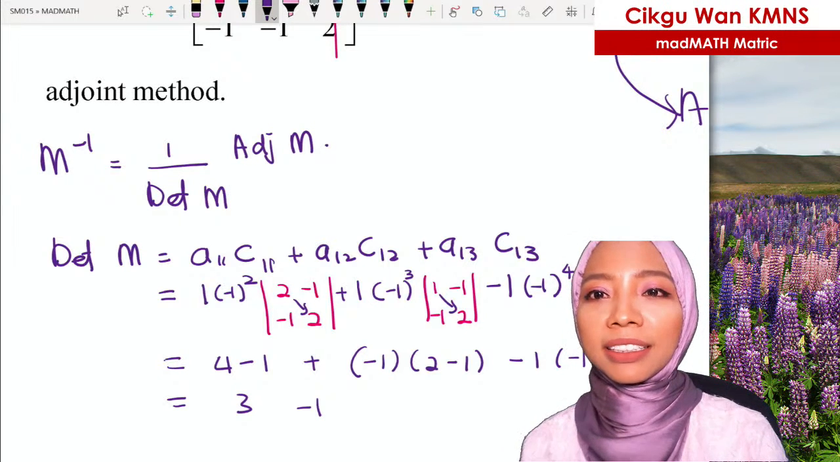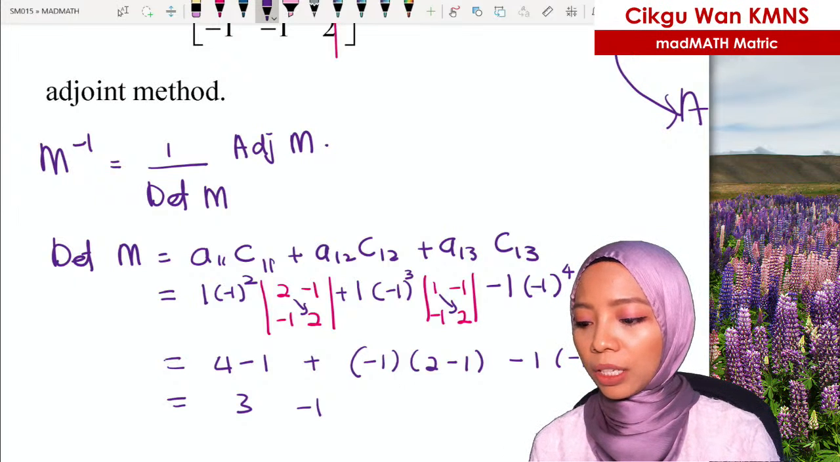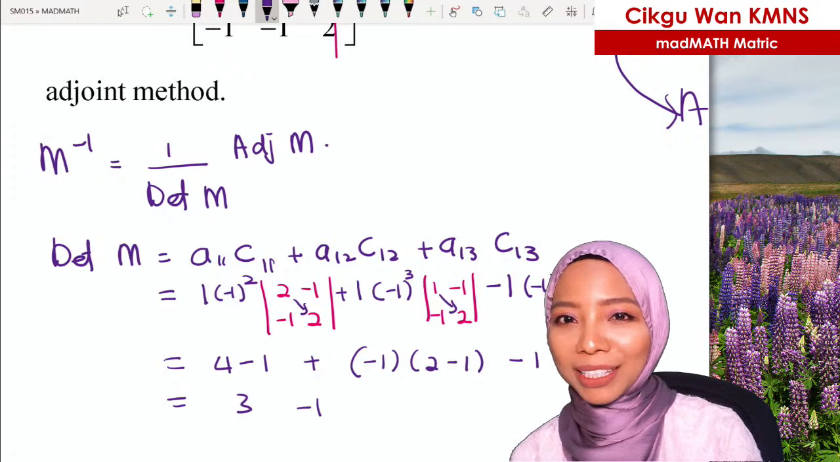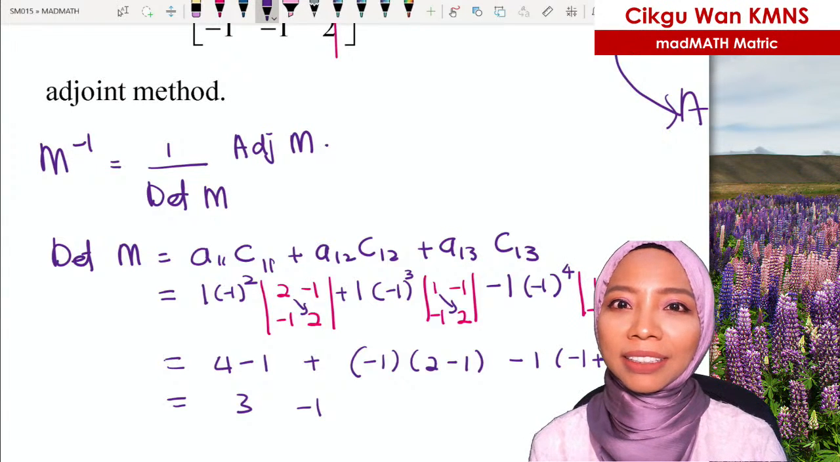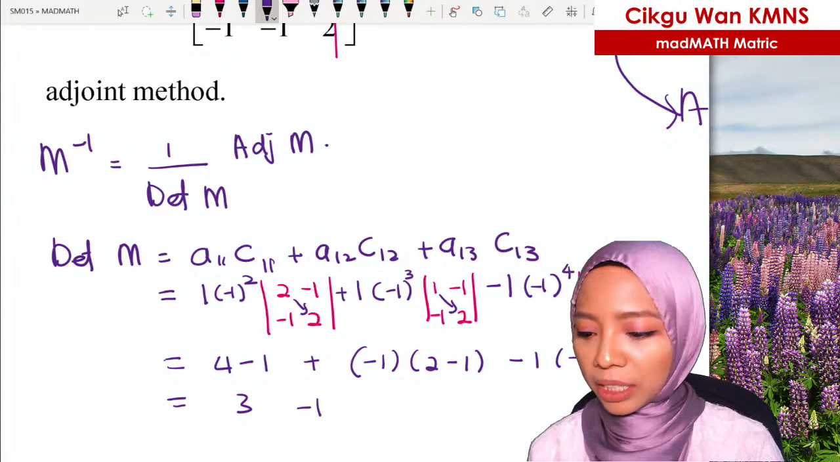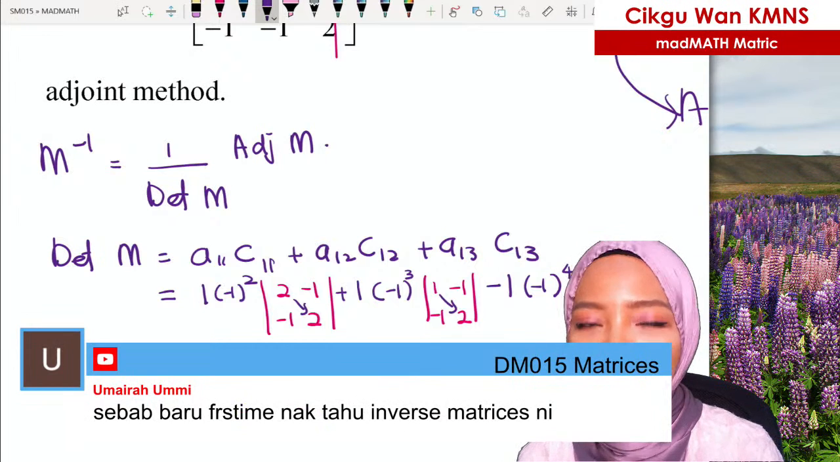Okay, cikgu ulang lagi sekali. Nak ulang sampai mana? Dari mana ke mana? Okay, pastikan ini formula determinant yang betul. Umairah, Umi baru first time nak tahu inverse matrix. Alright, cikgu buat slowly ya.